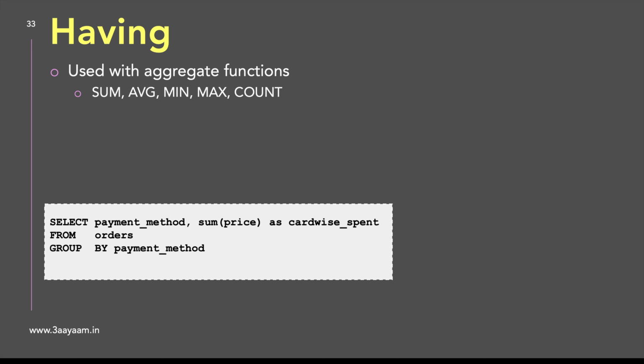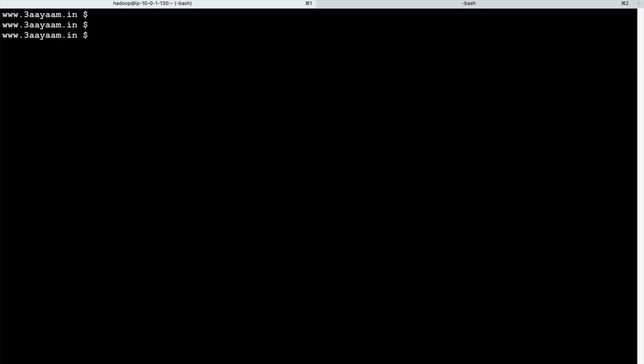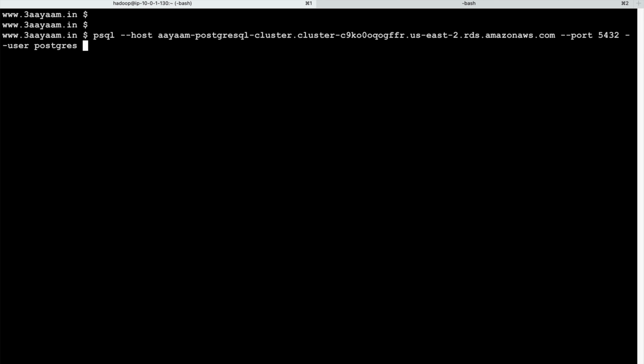Now, a question to you: can we apply a where condition on the card-wise spend? So, can I say give me the payment method of the cards where card-wise spent is more than a certain amount? Let's try this out. I have downloaded PSQL on my local machine and I'll be logging in from my local machine. I'm not using the EC2 machine anymore.